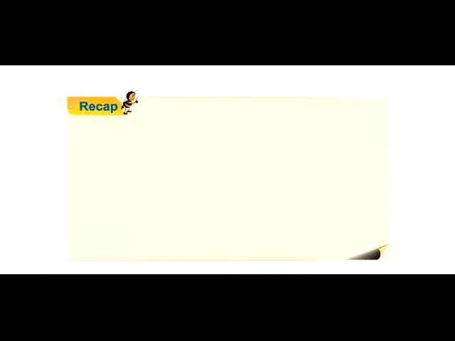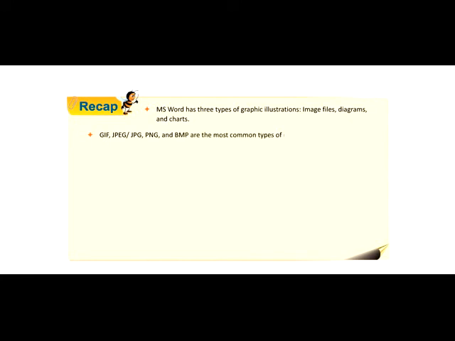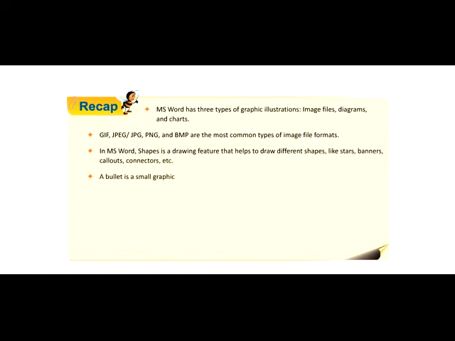Okay students, let us take a recap of this chapter. MS Word has three types of graphic illustrations: image files, diagrams and charts. GIF, JPEG, JPG, PNG and BMP are the most common types of image file formats. In MS Word, Shapes is a drawing feature that helps to draw different shapes like stars, banners, callouts, connectors, etc. A bullet is a small graphic symbol that sets off an item in a list. Multi-level list option is used to create a list within a bulleted or numbered list.